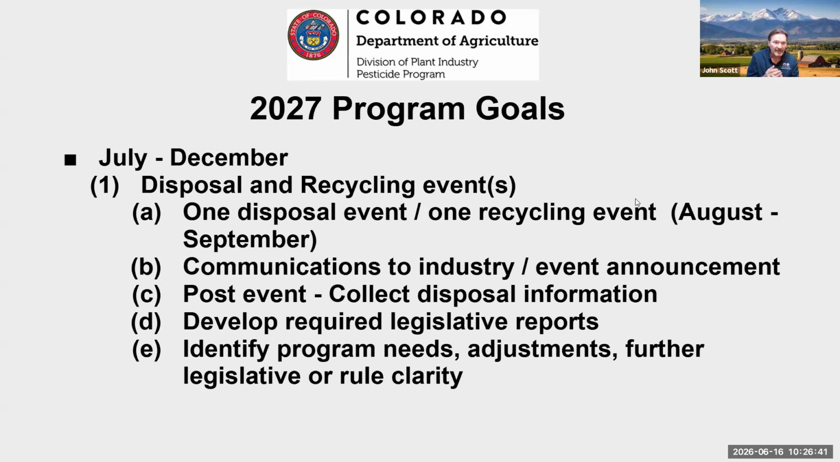One of our requirements in the bill was that in April of 2028, we have to report to the legislature what we've accomplished in our first year. And then each year thereafter, we'll have to report the amounts that we're disposing of, and then identify program needs, make adjustments, and pursue further legislation or rule clarity after we get through our first season of the program. So that's just the heads up of our time frame and our plans of what we'll be working on between now and December of 2027.